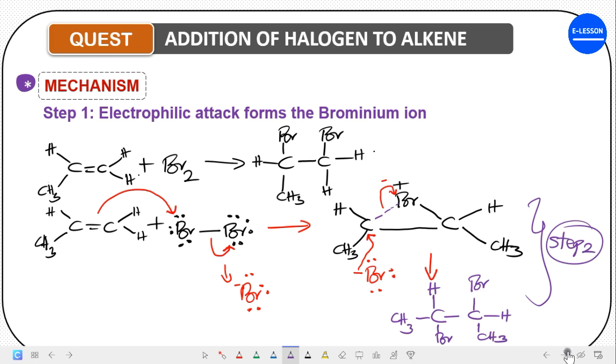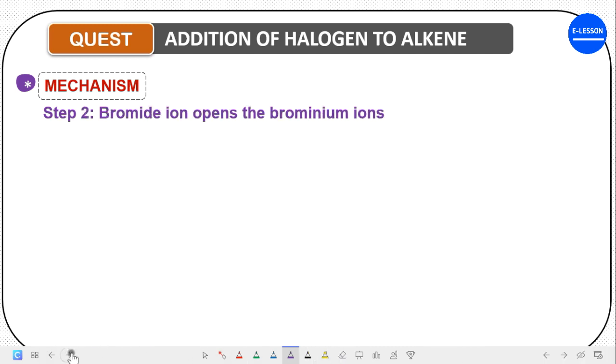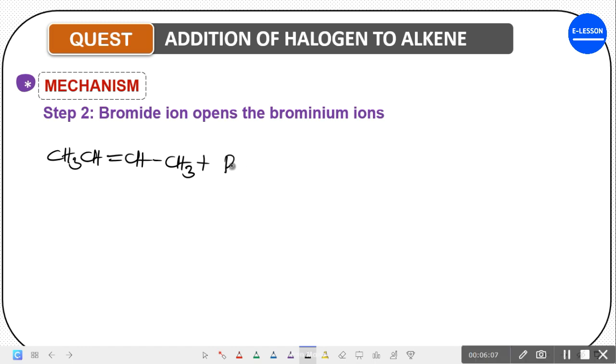Okay, so let's try one more example. Let's use this other slide here to try one more example. For instance, let's assume you have an alkene given to you like this, CH3, then we have CH double bond CH, CH3. And then they say write the mechanism of the reaction between CH3, CH double bond CH, CH3 plus Br2. When this reacts with this, it's going to form a product.